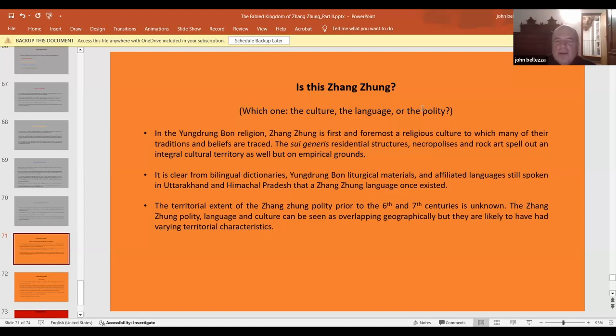The sui generis residential structures, necropolises, and rock art spell out an integral cultural territory as well, but on empirical grounds. It is clear from bilingual dictionaries, Yungdrung liturgical materials, and affiliated languages still spoken in Uttarakhand and Himachal Pradesh that a Zhang Zhung language once existed. The territorial extent of the Zhang Zhung polity prior to the 6th and 7th centuries is unknown. The Zhang Zhung polity, language, and culture can be seen as overlapping geographically, but they are likely to have had varying territorial characteristics.